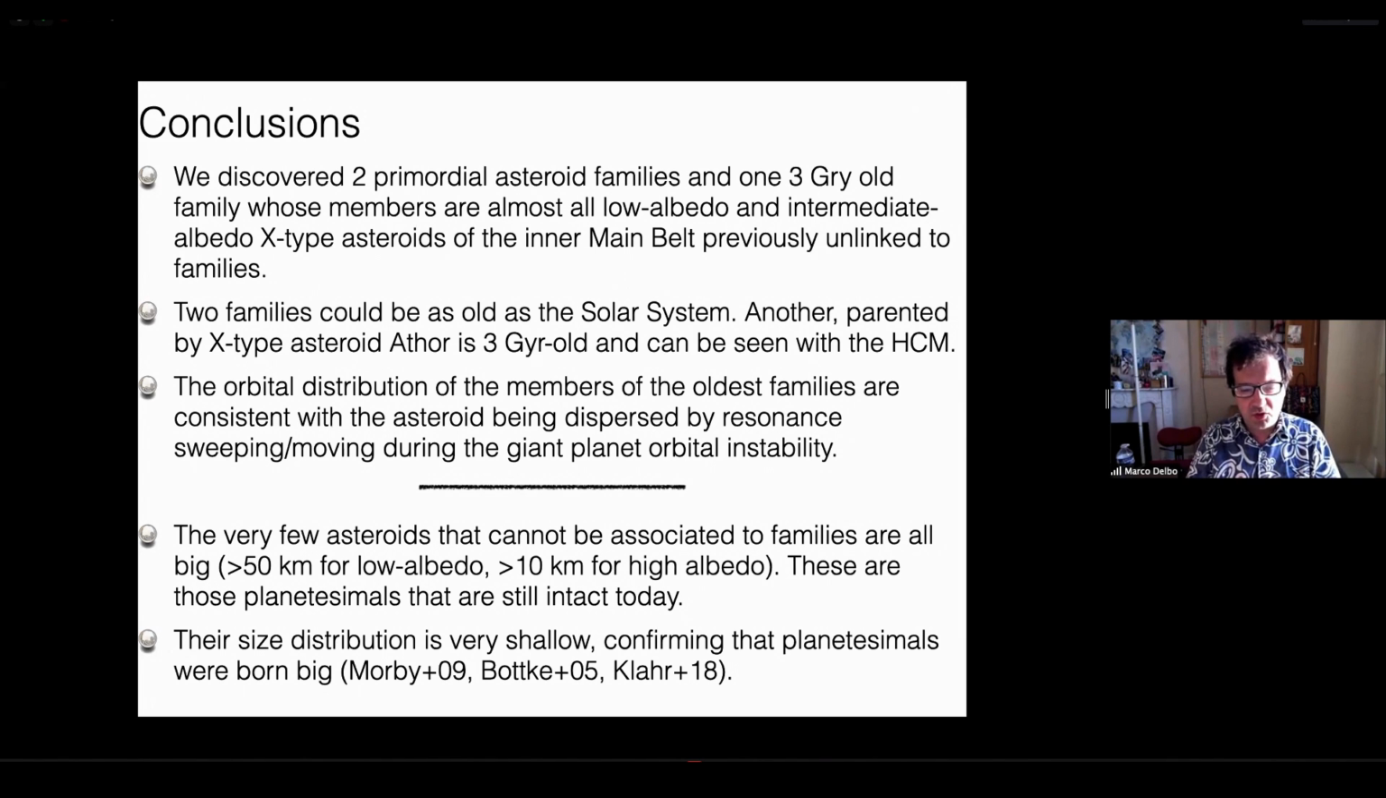Another interesting thing to do is to constrain the composition of the families. I know that some of the guys from your university are following up our families to prove or disprove their compositional homogeneity. And I think these are very beautiful things to do.